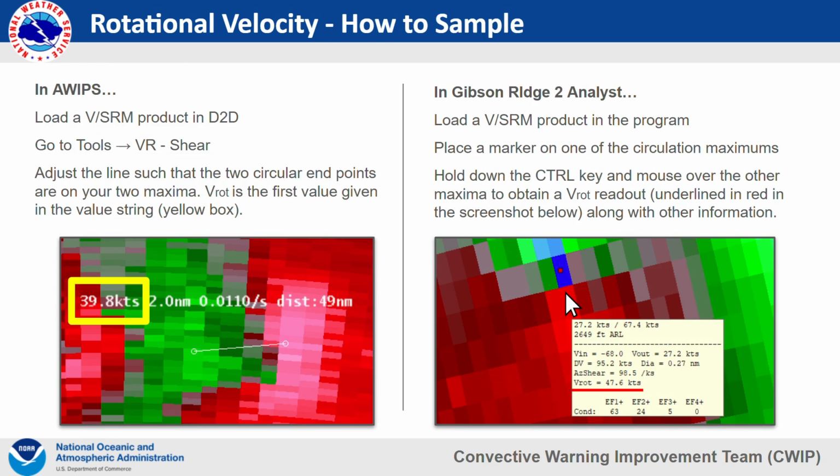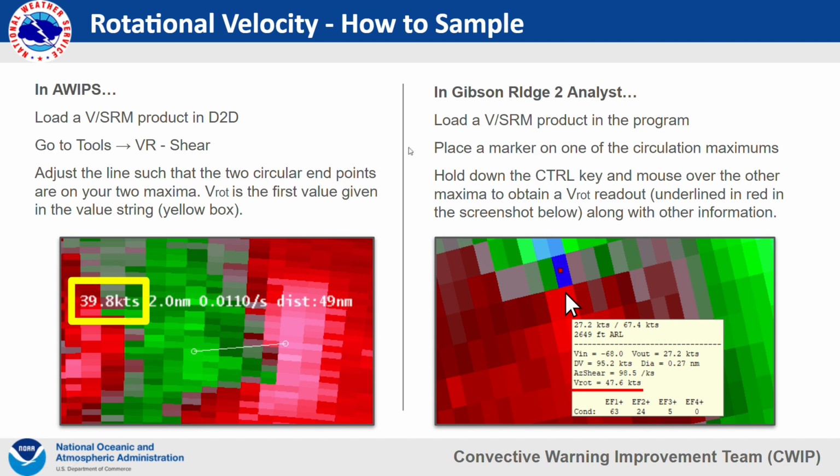For sampling rotational velocity, there are two ways to do it. The first is within AWIPS. Load the velocity or storm relative velocity product in D2D, go to your tools, and then go to the VR shear tool and draw a line between your two maxima so that the two endpoints are on each end of your maxima, and VROT will be the value given here as the first value in the string, shown here in the yellow box.